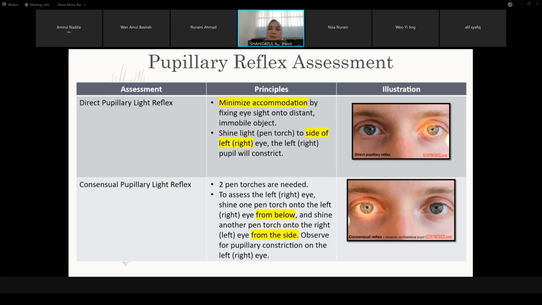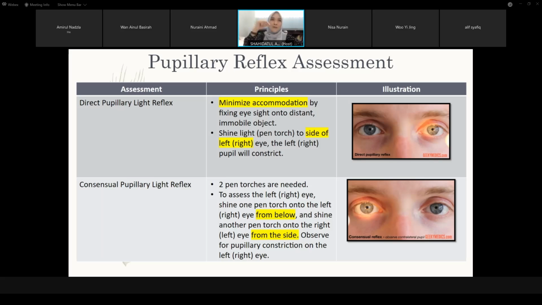Okay, so once you see the shape and the size, then you shine from the side. The light comes from the side and then you move to the front. Sorry, can you see? Look at what I am doing. So the light from the side, you move to the front of the patient's eye like that.